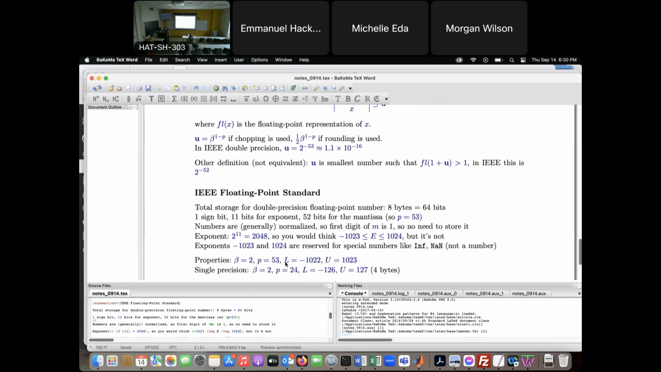So those are the properties of IEEE double precision floating point. And then for single precision, same base, of course, it's all binary. 24 bits of precision, and the range of exponents is much smaller because it's only 4 bytes total, with 8 bits instead of 11 set aside for the exponent.